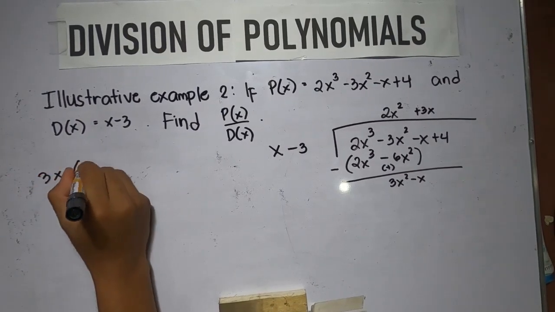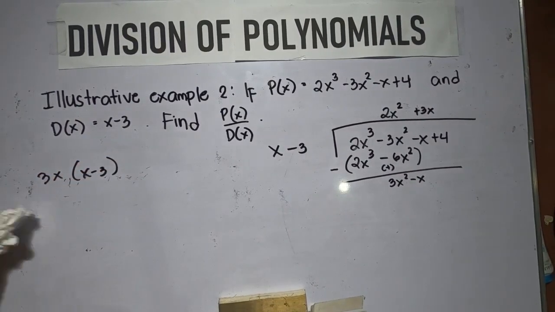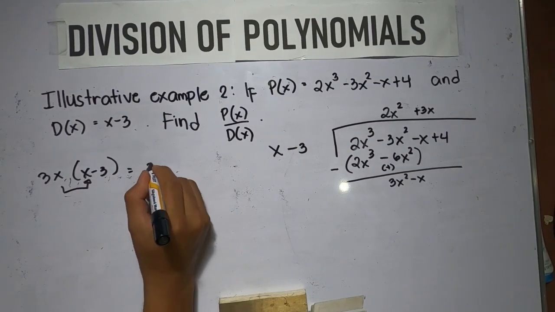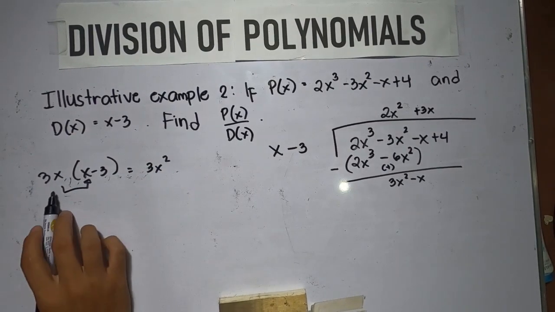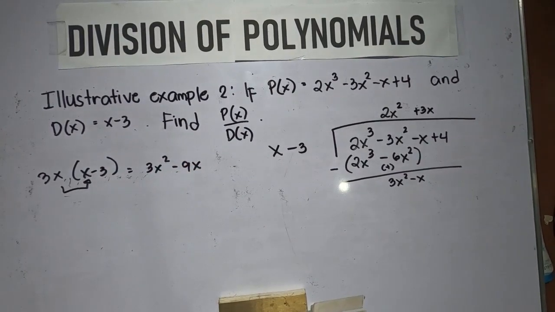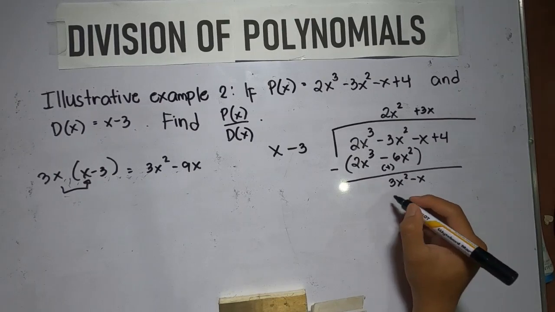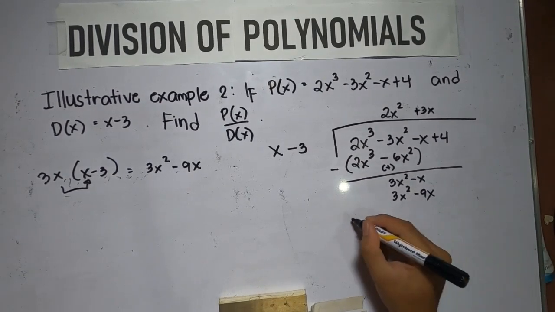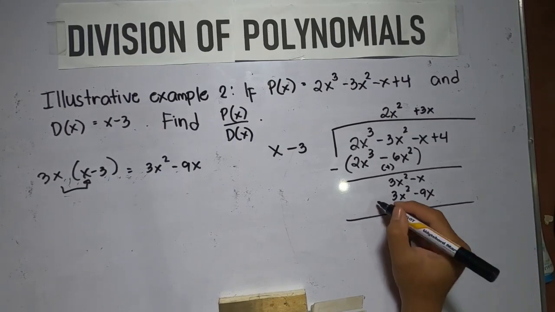That is 3x multiplied by x minus 3. By distributive property, 3x times x is equal to 3x squared. 3x times negative 3 is negative 9x. Then, write the result: 3x squared minus 9x. Then, subtract.